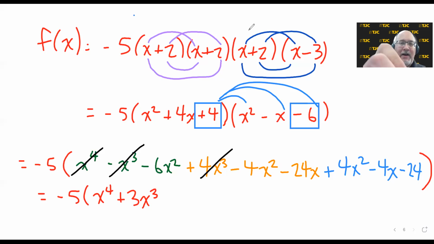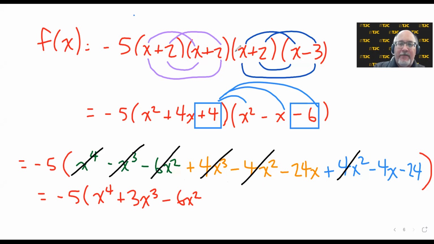And now let's find the x to the second terms. There should be 3 of them. Here's a negative 6x squared, a negative 4x squared, and a positive 4x squared. Well, in this case, the negative 4x squared and the positive 4x squared cancel, and that just leaves me with negative 6x squared. And I am done with the x squared terms, so we'll cross them out. Done with you, done with you, done with you.